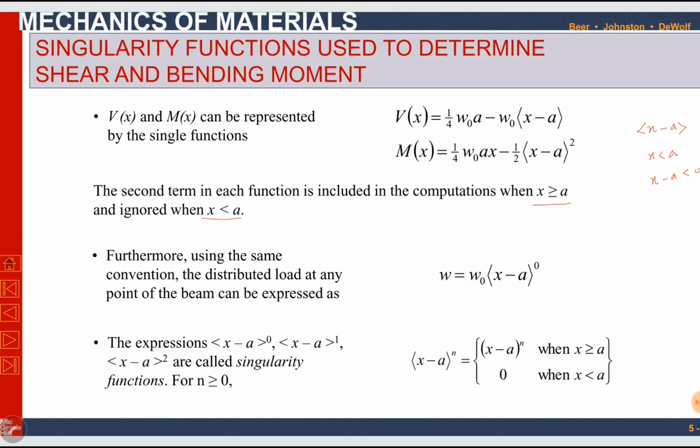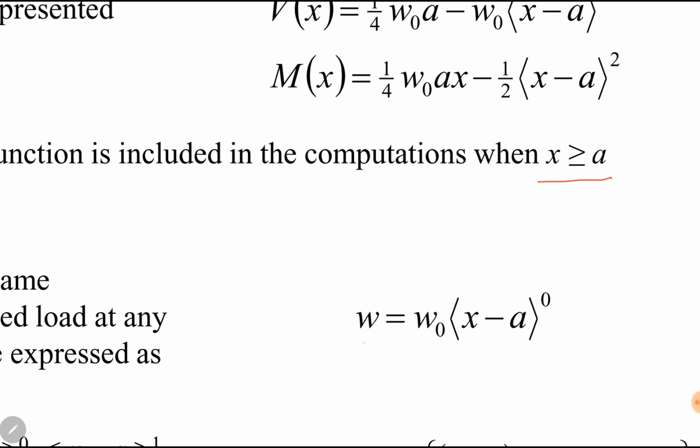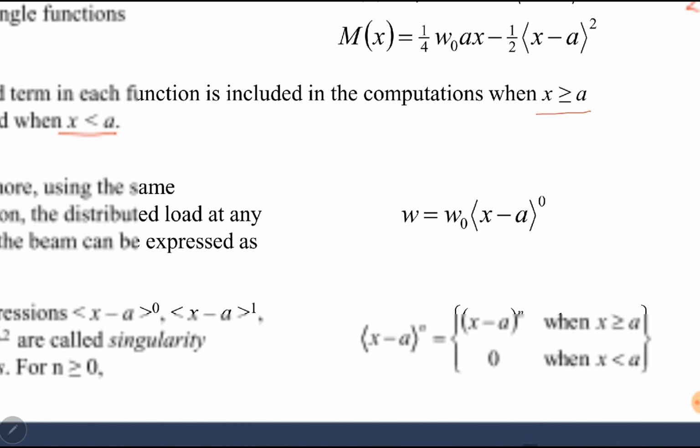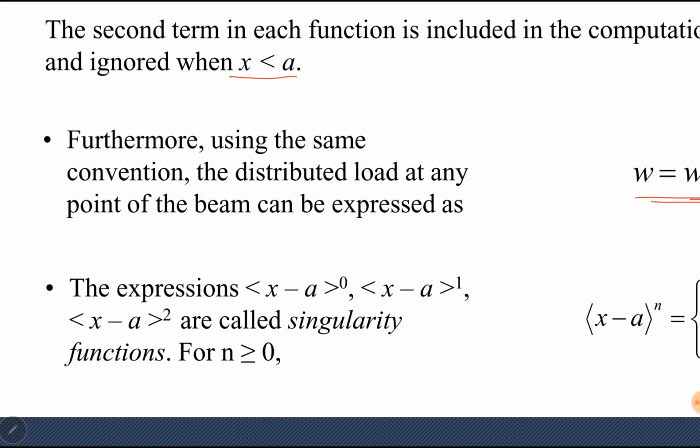Furthermore, using the same convention, the distributed load at any point of the beam can be written as W naught into x minus a power 0. If anything inside this bracket is a positive number, power 0 will be equal to 1, so W will be equal to W naught. Okay. So anything inside the bracket, x minus a, power 0, power 1, power 2, or any power n, they are called singularity functions.